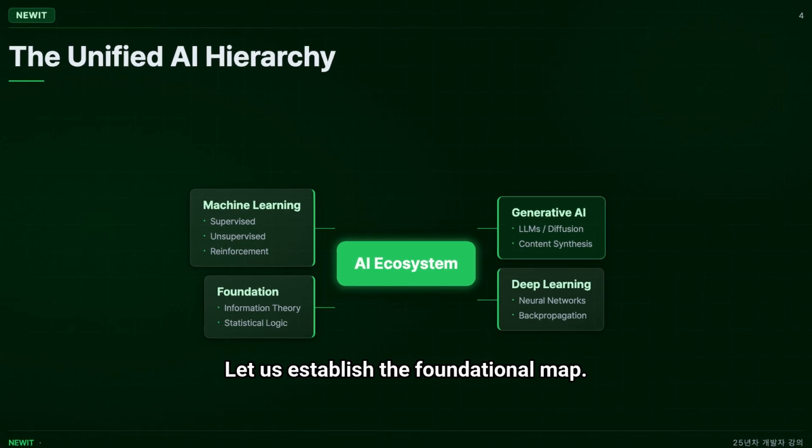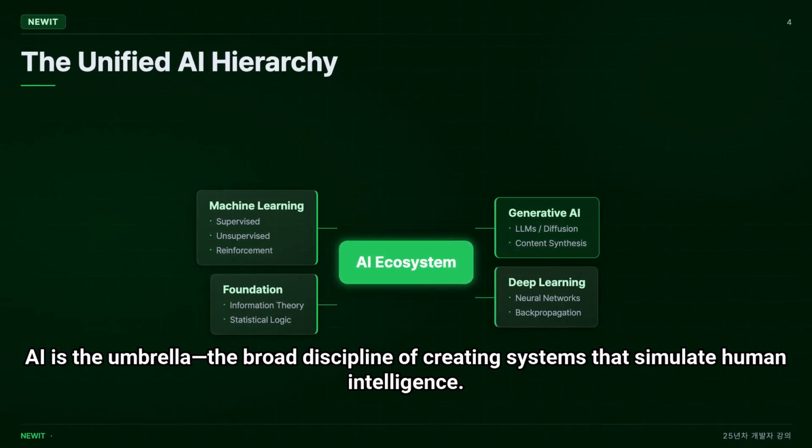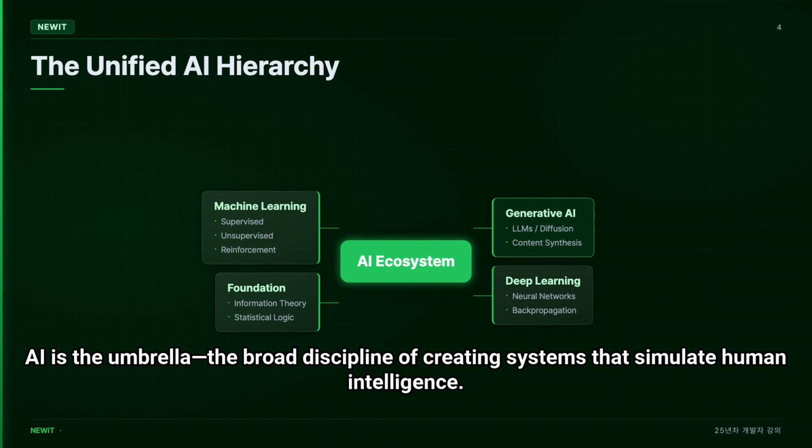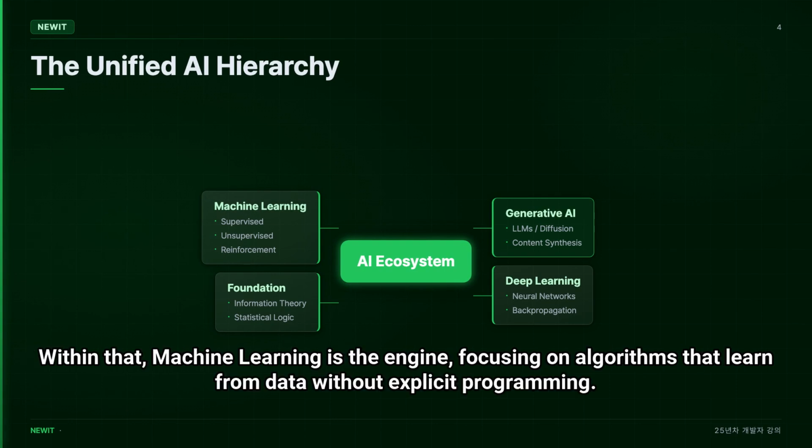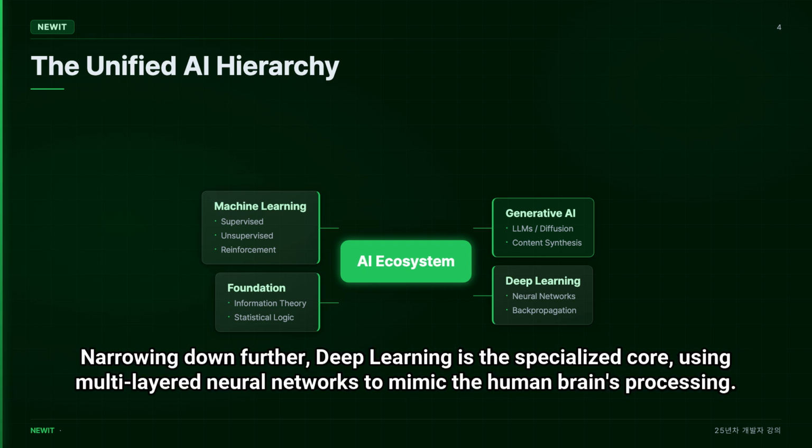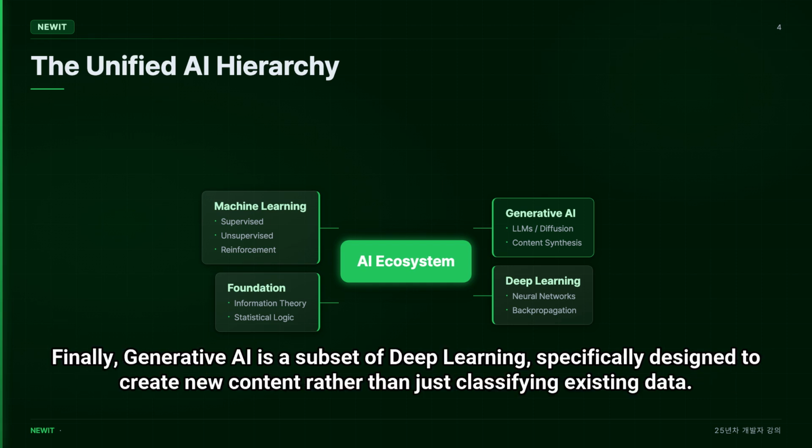Let us establish the foundational map. AI is the umbrella, the broad discipline of creating systems that simulate human intelligence. Within that, machine learning is the engine, focusing on algorithms that learn from data without explicit programming. Narrowing down further, deep learning is the specialized core, using multi-layered neural networks to mimic the human brain's processing. Finally, generative AI is a subset of deep learning, specifically designed to create new content rather than just classifying existing data.